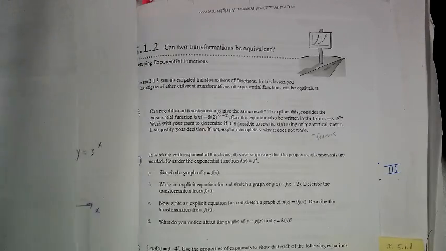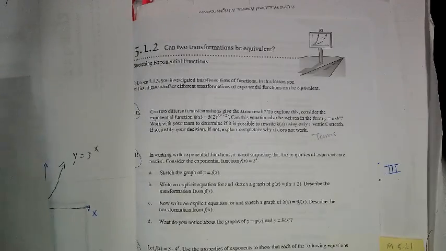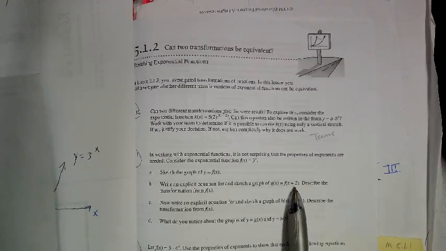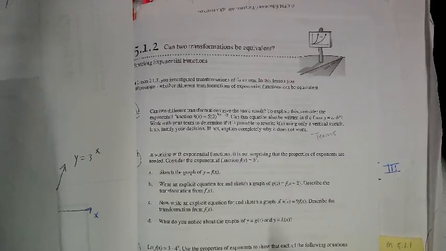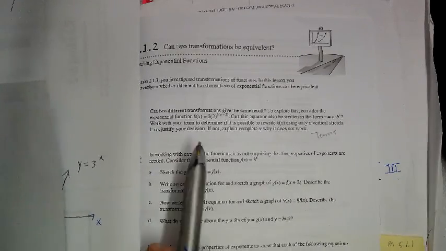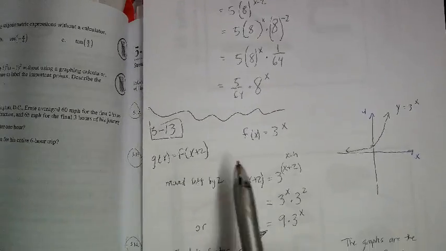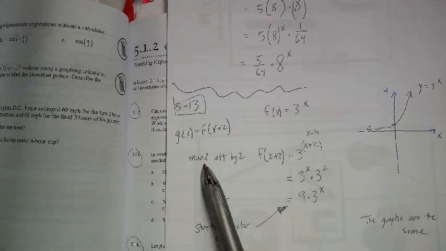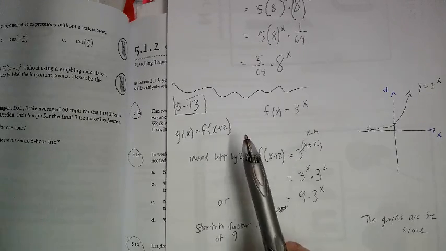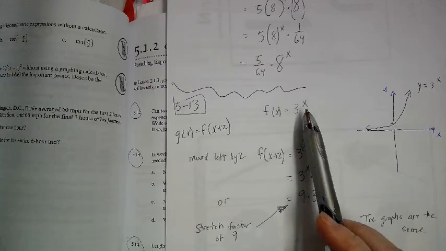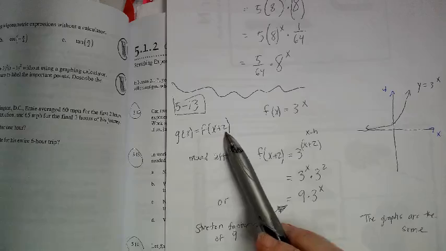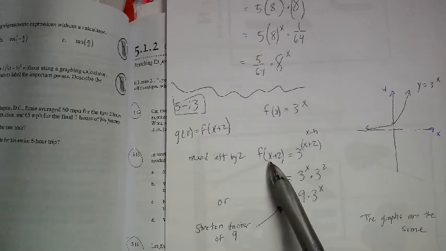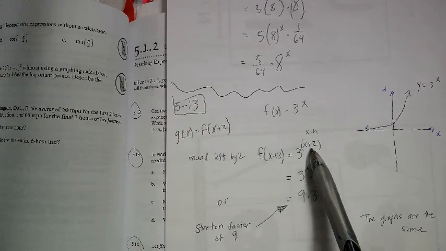So I sketch the graph, and then it says, write an explicit equation and sketch for g of x equals f of x plus 2, and describe the transformation. So g of x equals f of x plus 2. That means I can put x plus 2, I'm going to input that into the f function. So that's why I wrote it as 3 to the x plus 2.